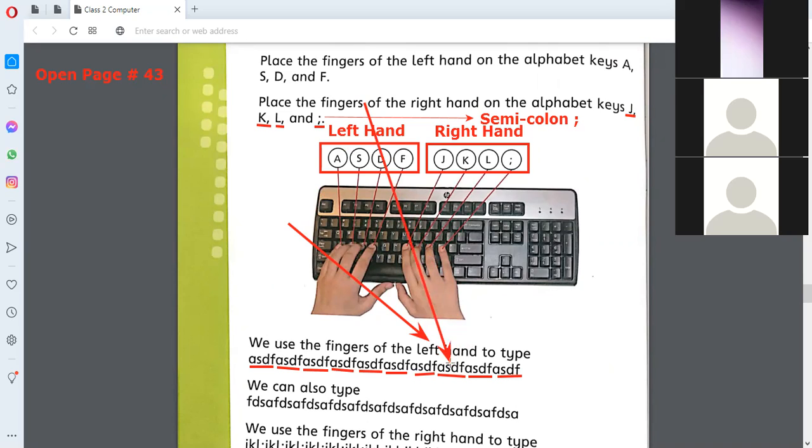Now, for writing ASDF, first you have to press A, then S, then D, then F. But there is one more thing. We can also type the reverse. What is the reverse? First we are pressing this key, A, then the ring, then the middle, and then the index. This time we are pressing our index finger first, then our middle finger, then our ring finger, then our little finger.